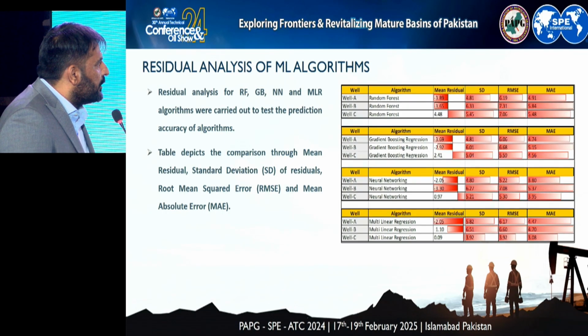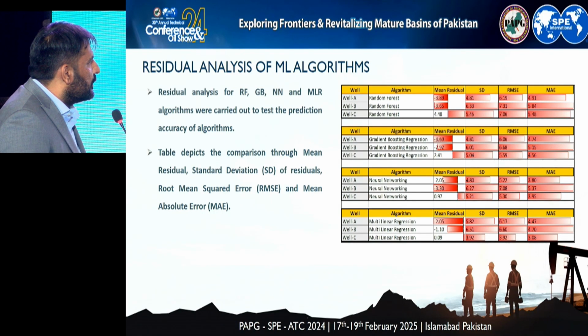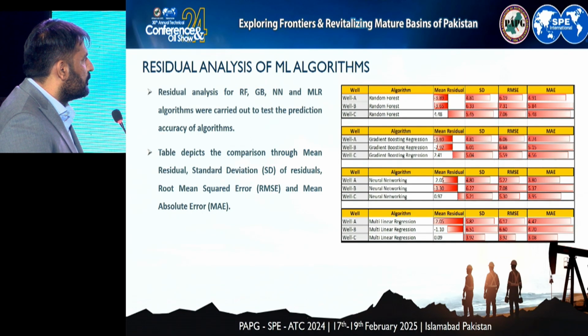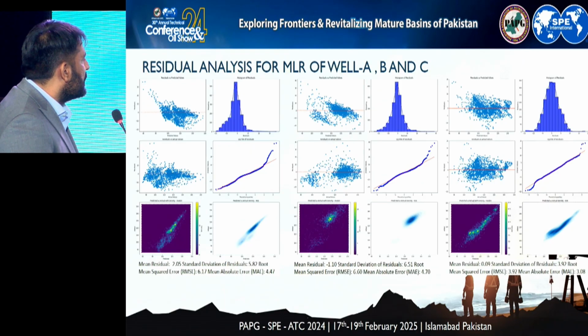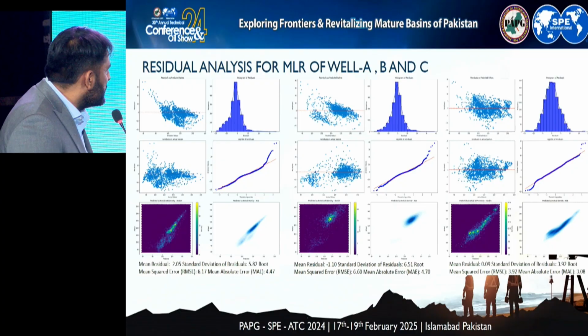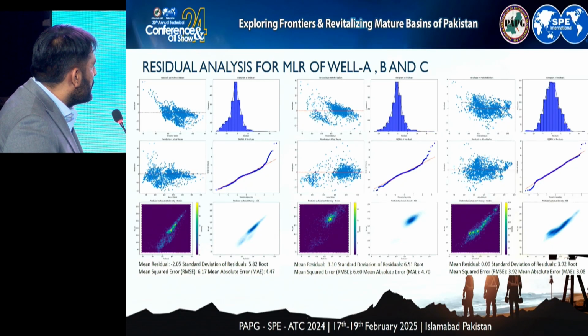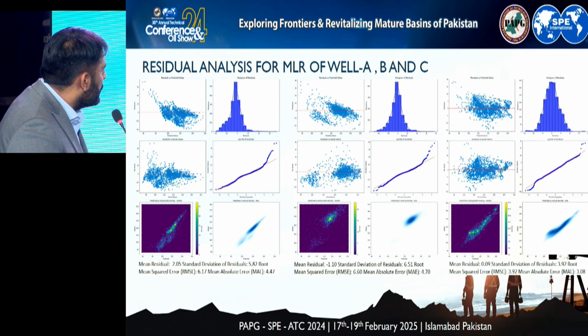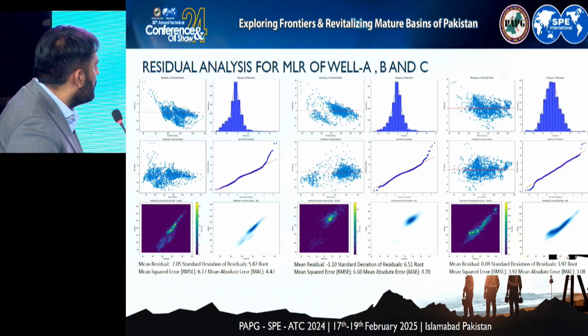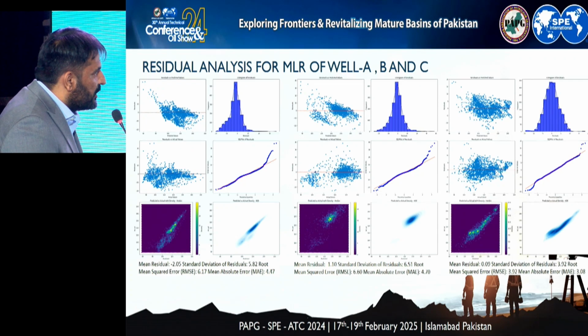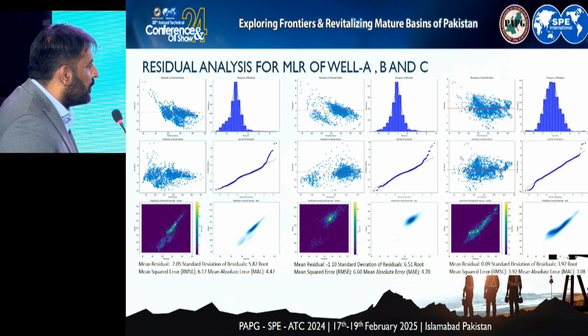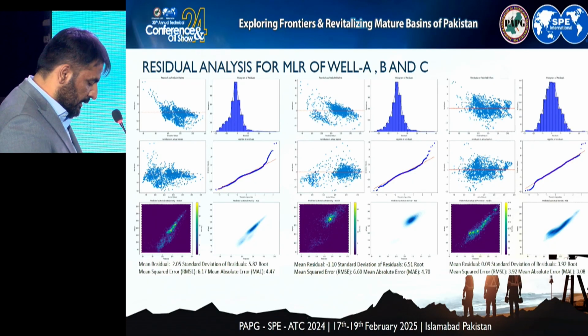Next slide will be showing you the residuals. In this slide you can see that the residuals are distributed evenly across the zero line for each well here, and the data for these residuals are normally distributed. So this means that we can rely on our model. These are for the multilinear regression.